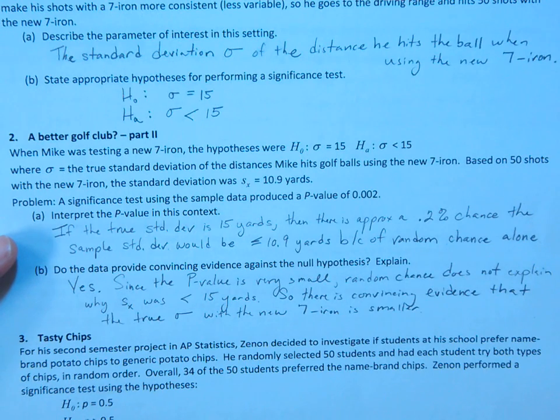We want a significance test using the sample data. So a significance test using the sample data produced a p-value of 0.002. We'll worry about computing that later. We're just going to interpret it. So what does that p-value mean in this context?